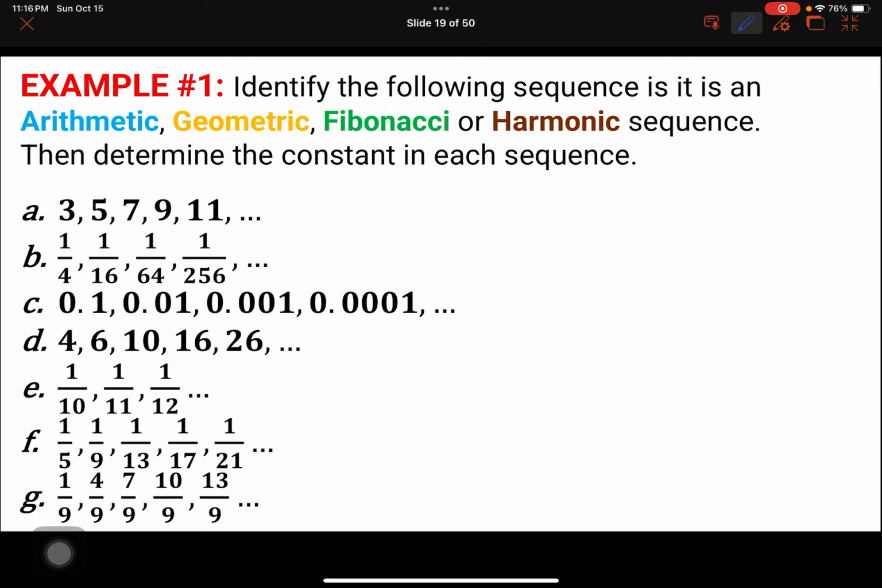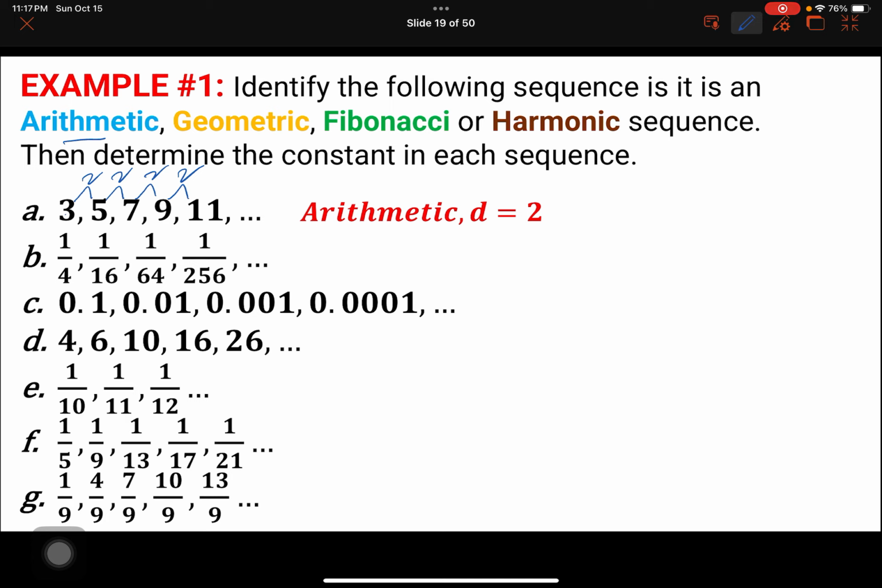So let's check. So madaling i-check dyan is the arithmetic, di ba? Kung 5 minus 3, we have difference na 2. 5 to 7, may difference tayo na 2. 7 to 9, difference na 2. And 9 to 11, may difference tayo na 2. Therefore, we can conclude it is arithmetic sequence with common difference na 2.